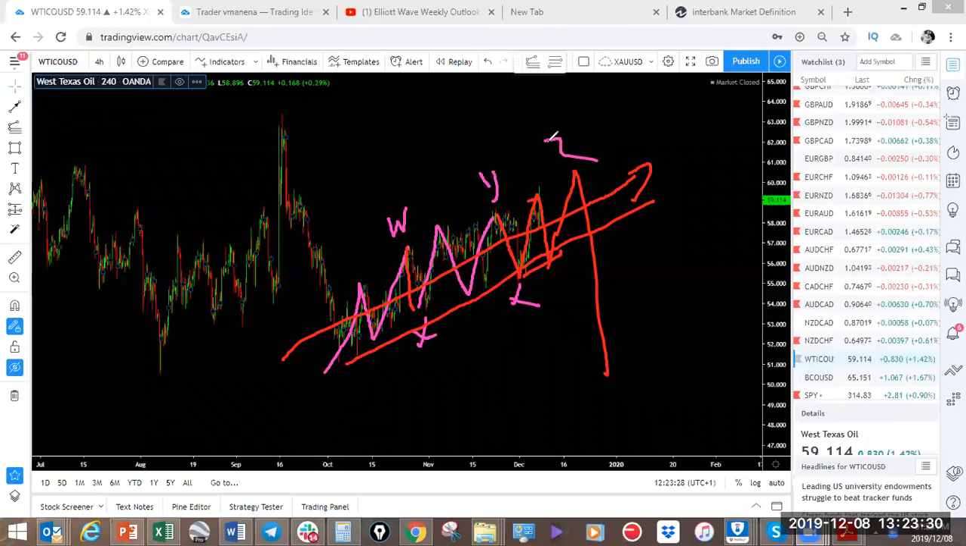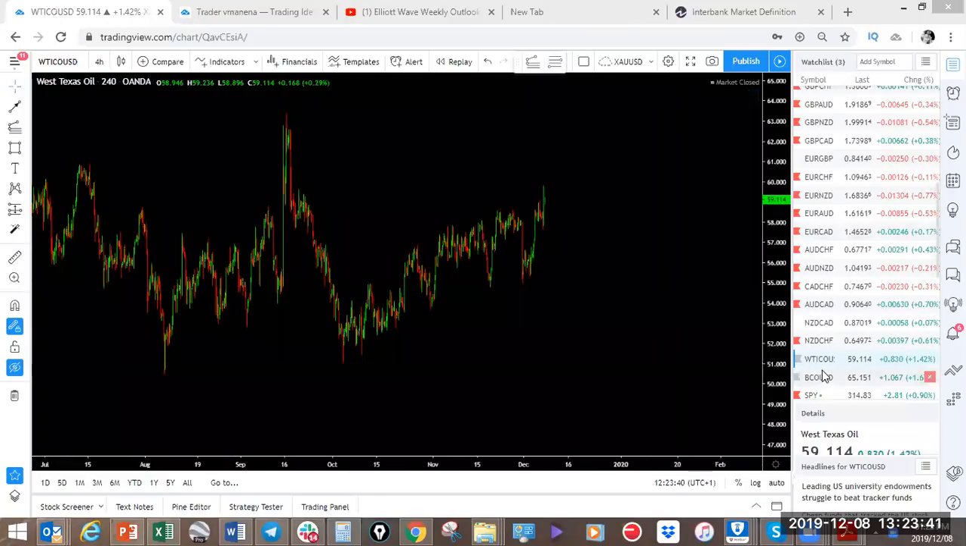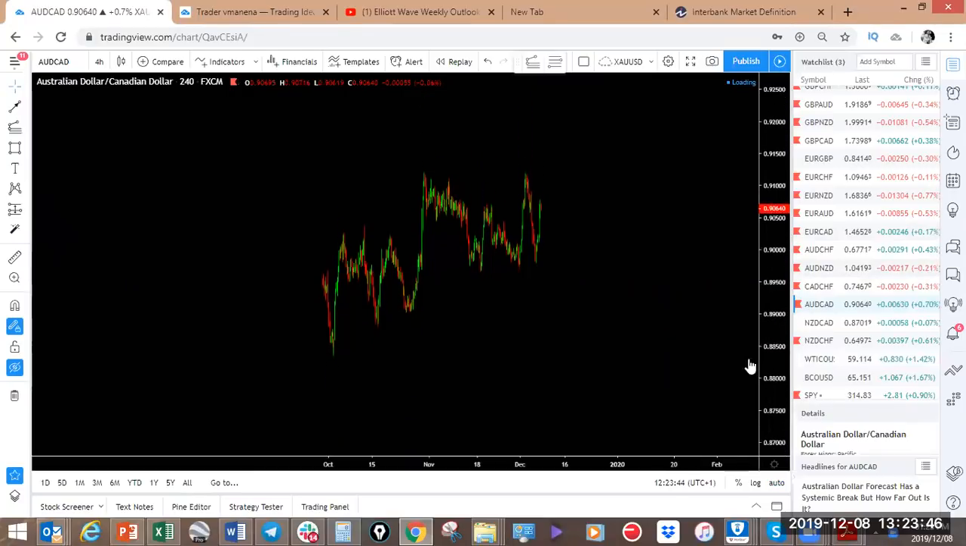Wait for confirmation whether we're going to get a continuation pattern to the upside here to complete the Z, or whether this Z is going to do the X first and then upside. We just need to watch that for now. That is oil and AUDJPY we skipped. This is AUDJPY. Let's have a look at AUDJPY.